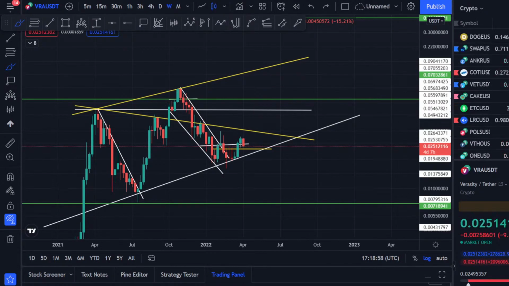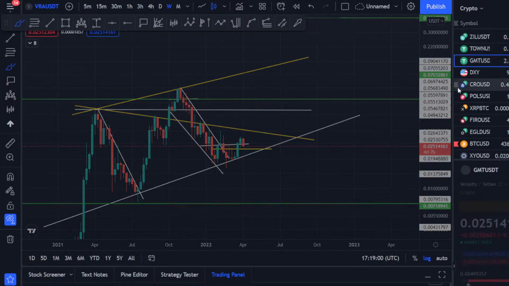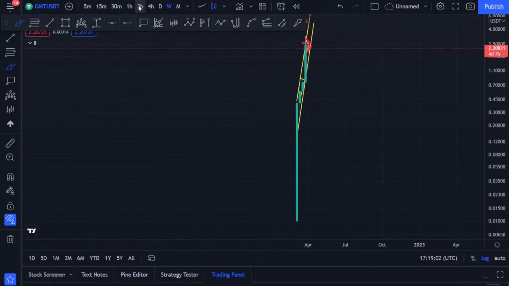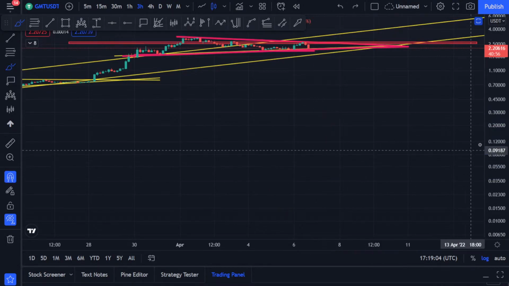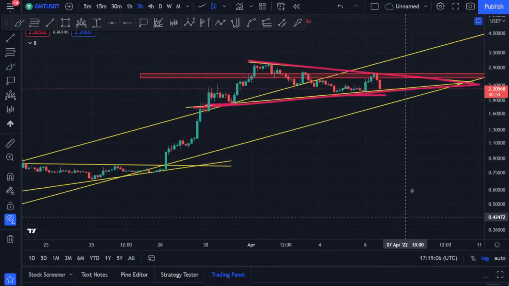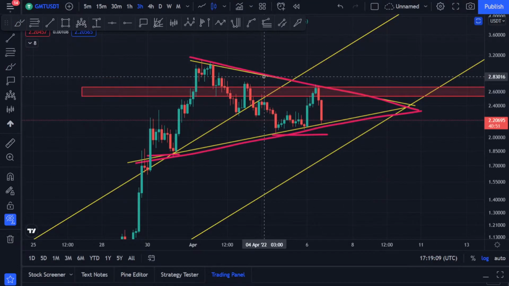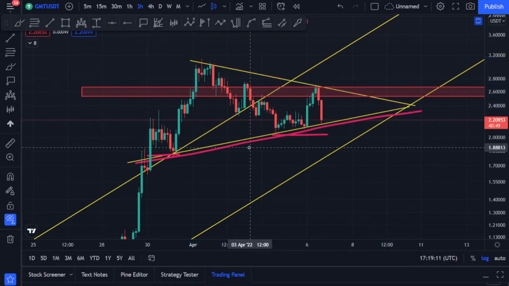GMT. Right now, we had a little bit of a pump. You can see with GMT, I explained this a little. I'll just redo this really quickly.